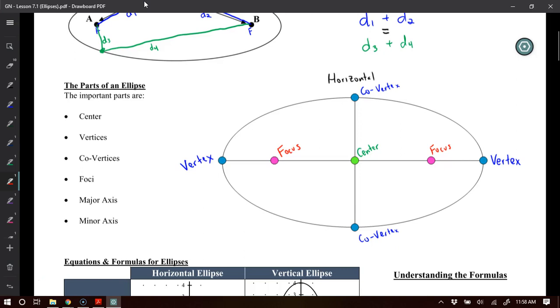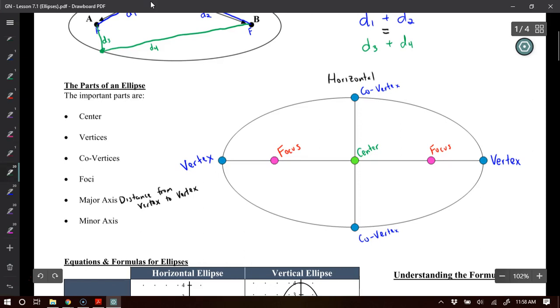So those are the major points around it. And notice I haven't quite talked about what the major axis and the minor axis are. Now, the major axis is the distance from vertex to vertex. So we'll look at highlighting it, right here from this vertex to this vertex, that distance is the length of the major axis. The minor axis is the distance from co-vertex to co-vertex.